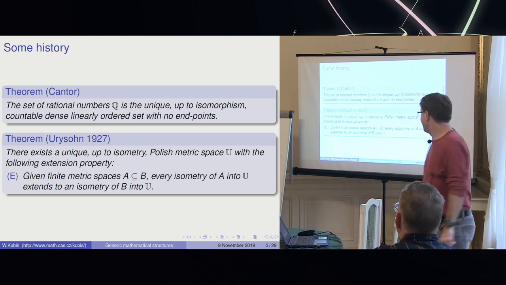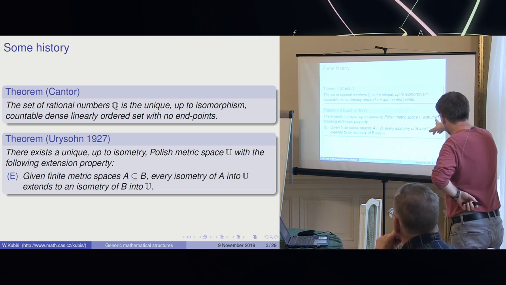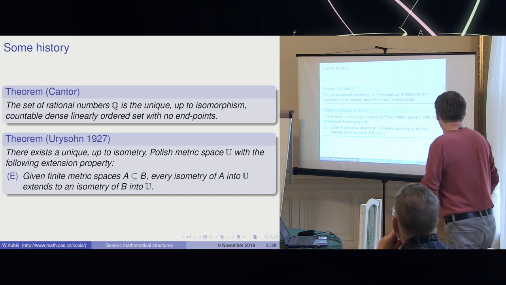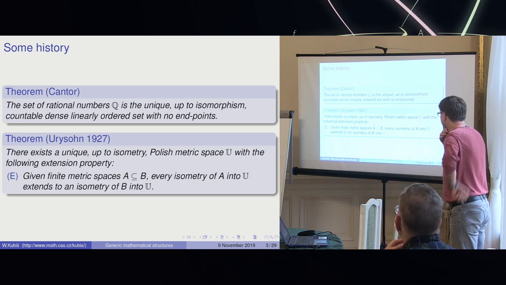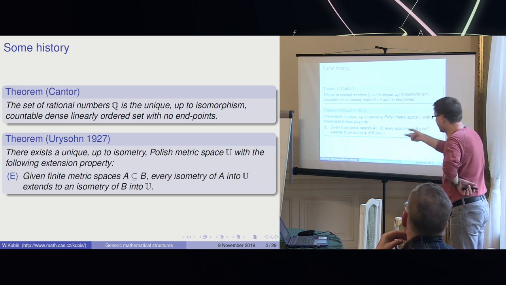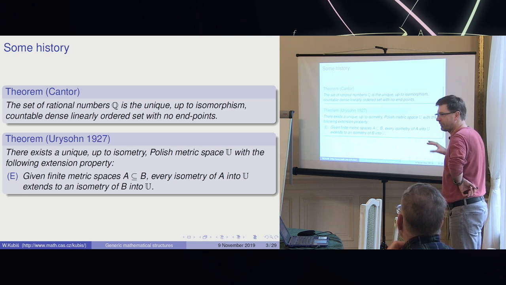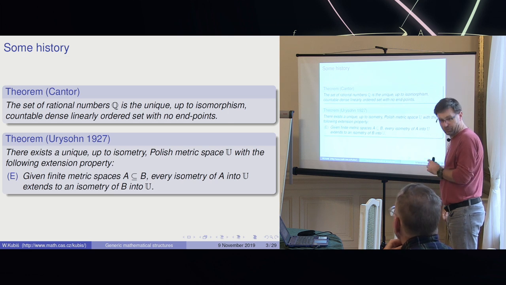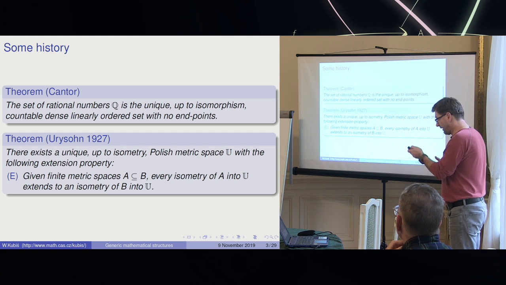So this particular space U, which I denote by this bold font U, has such a property. Given finite metric spaces, smaller and bigger, any isometry of the smaller extends to an isometry of the bigger. By isometry I mean obviously preserving the distance, an isometry into; very often it's called an isometric embedding.